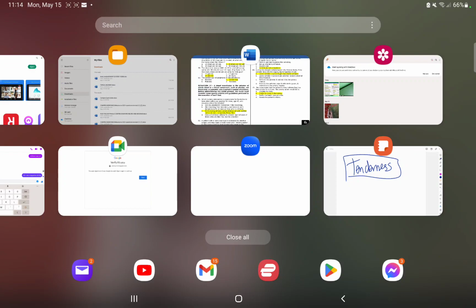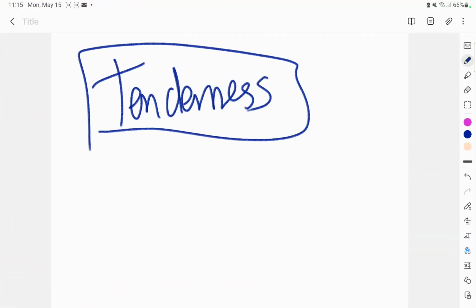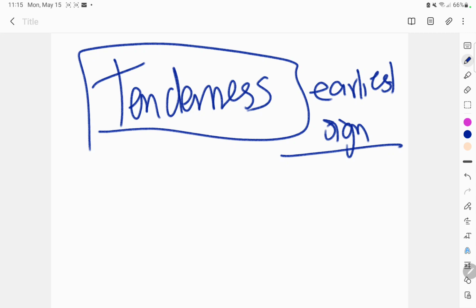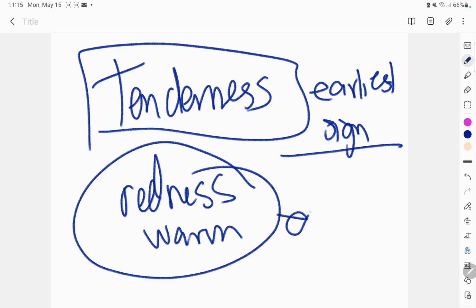Okay, so let's continue. So we are on the tenderness as the earliest sign of your what? Earliest sign of your phlebitis. Since phlebitis is all about inflammation, okay, there's redness, okay, warm, take note of this. Management: cold compress.